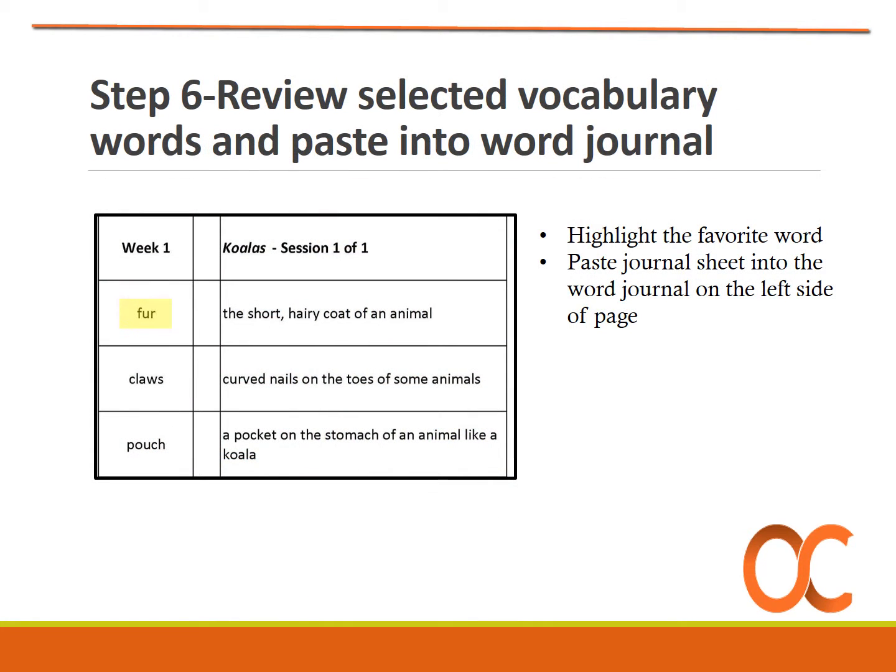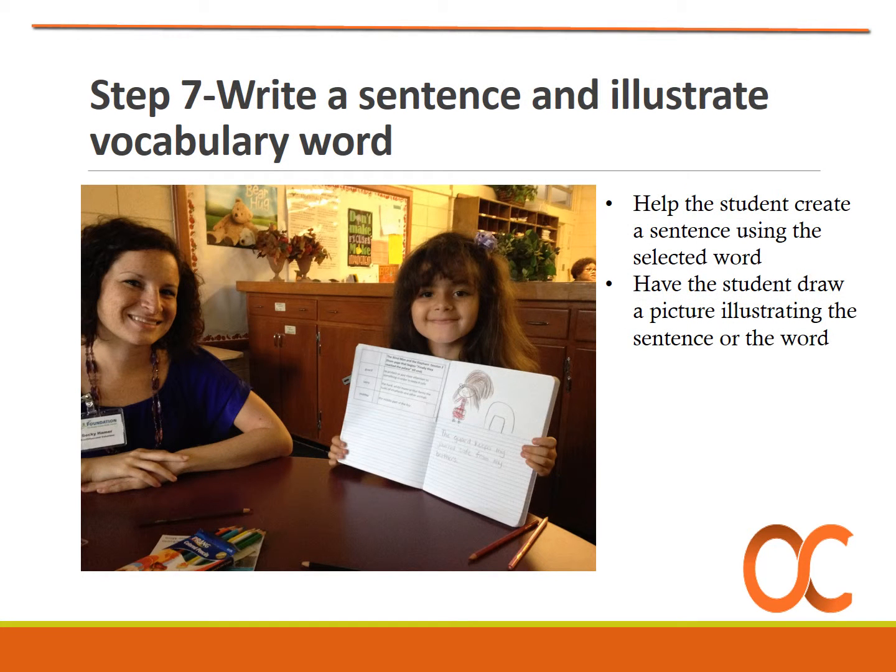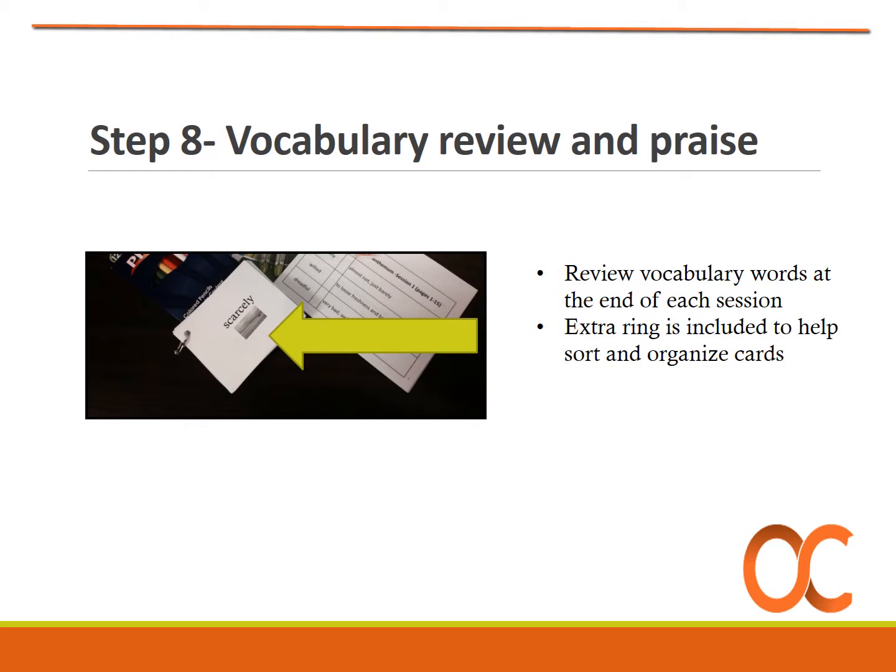Step 6 is to review the vocabulary words. You will paste the journal sheet into the student's journal on the left side. Have the student select and highlight one vocabulary word on the journal sheet to write a sentence and then later to draw a picture. After the child is finished with his journal picture, you can review previous vocabulary words from earlier sessions and of course praise the student's efforts.